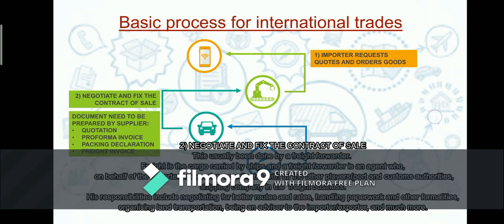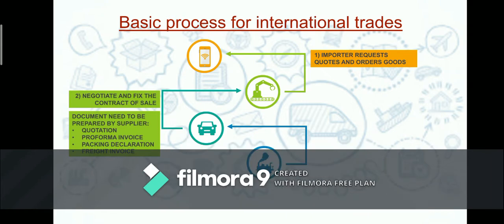Okay, we move to the second point, that is negotiate and fix the contract of sales. This is usually done by a freight forwarder. Freight is the cargo carried by a ship, and a freight forwarder is an agent who, on behalf of the importer or exporter, coordinates with all the other players in the freight business. His responsibilities include negotiation for better routes and rates, handling paperwork and other formalities, organizing land transportation, being an advisor to the importer-exporter, and much more.